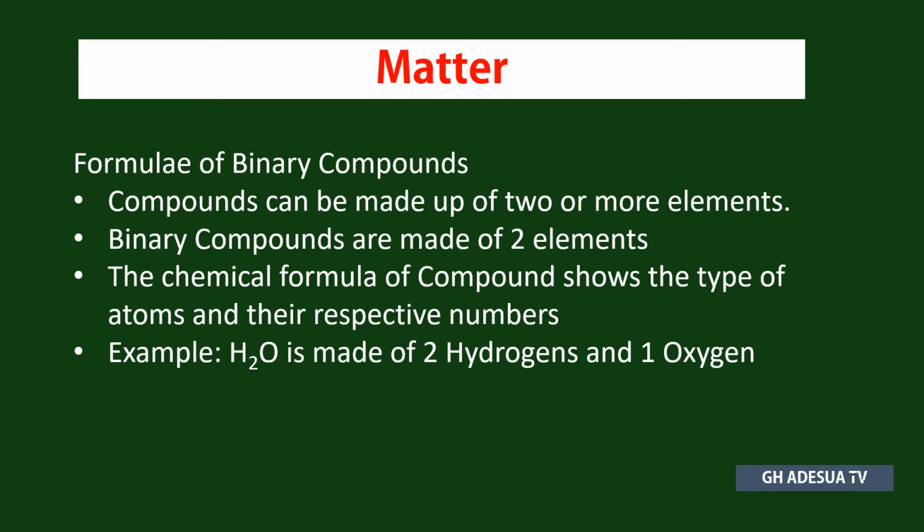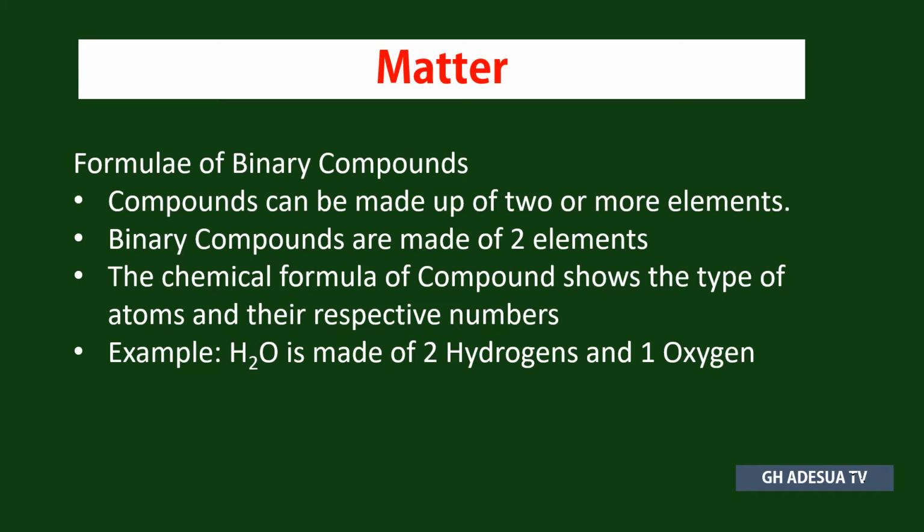Now we move on to binary compounds and their formulas. Now compounds can be made up of two or more elements. Binary compounds specifically are made up of two elements, but compounds in general can be made up of two or more elements. This was stated earlier above.